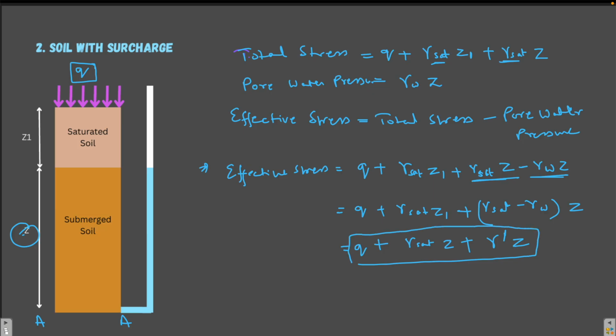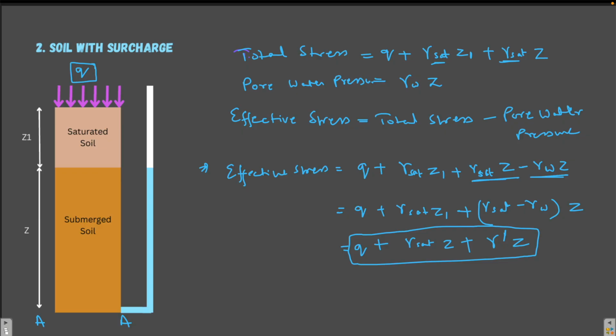This is the effective stress which is acting. So Q contributes to the effective stress, then the saturated unit weight of the soil, and whenever the soil is in submerged condition, then the submerged unit weight of the soil. And then you don't need to find out gamma saturated and gamma W. Whenever you see the soil in submerged condition, you just put the submerged unit weight of the soil and multiply it with the depth.